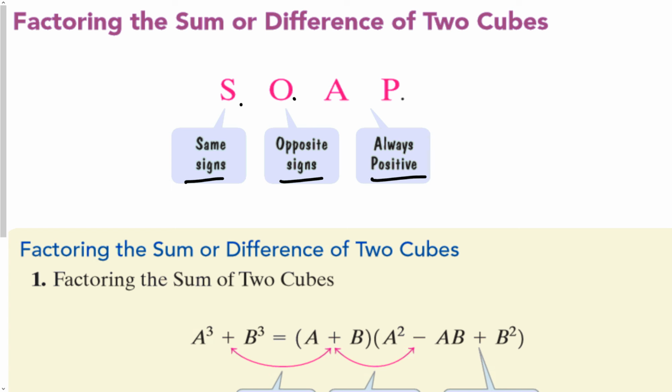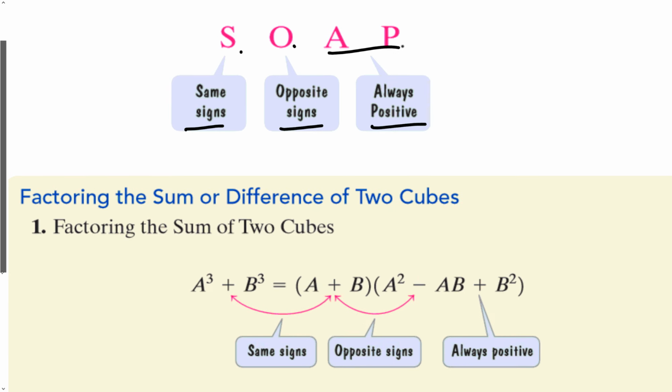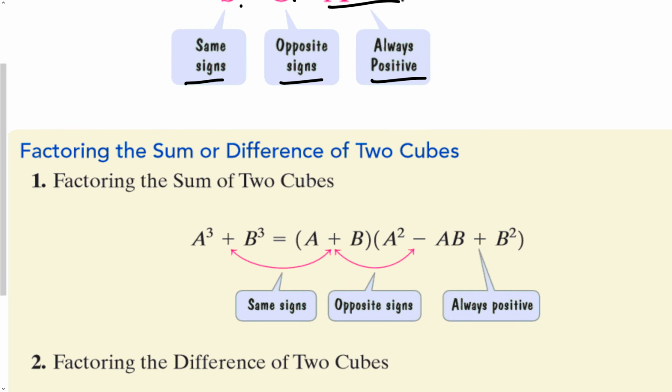Same sign, opposite sign, always positive. Okay. And then when I look at the expression for factoring the sum of two cubes, first of all, I know I'm going to have to use this technique because I have a perfect cube plus or minus another perfect cube. And then I do have to remember how this expression works. It's a plus b times a squared, ab, b squared.